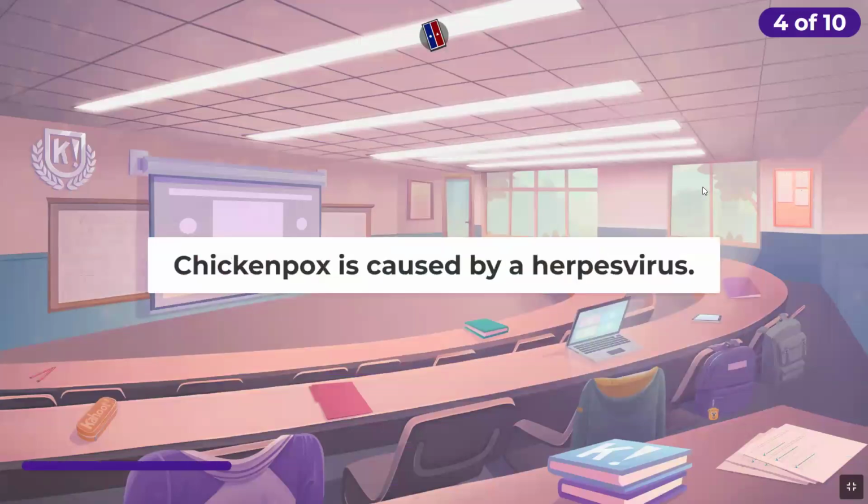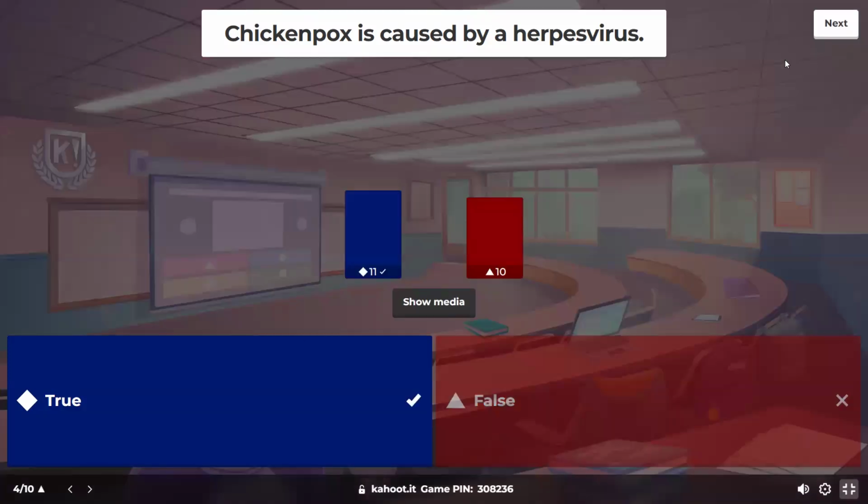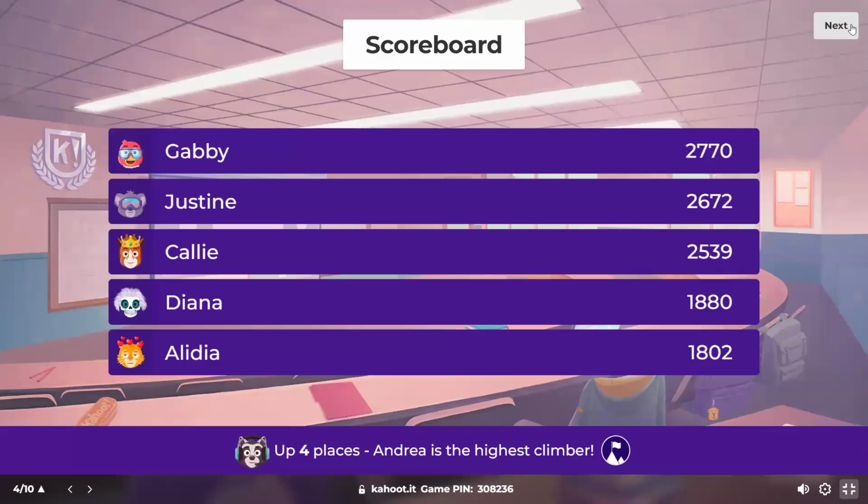All right, true or false? Chickenpox is caused by a herpes virus. All right, so this one is true. Chickenpox is caused by a herpes virus that we refer to as varicella zoster. It's also known as human herpes virus 3. So it is a herpes virus.